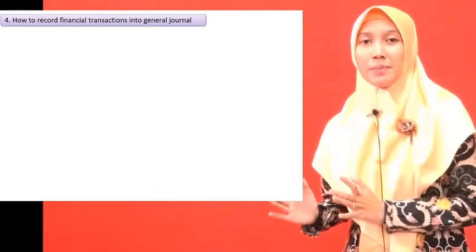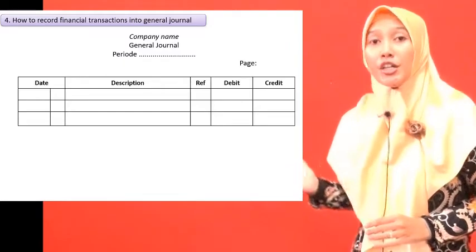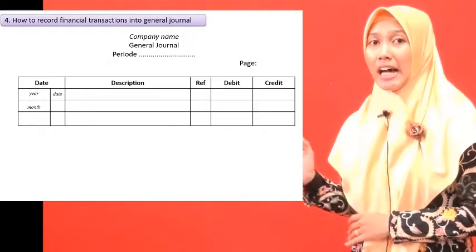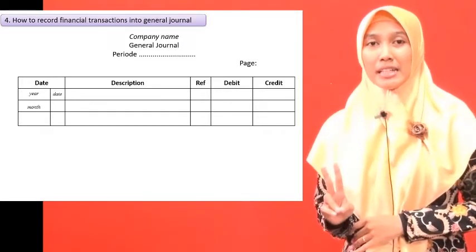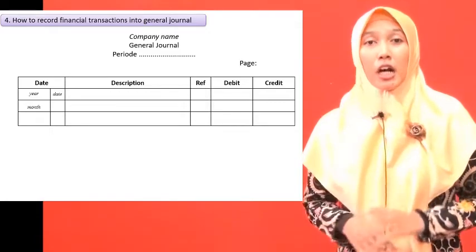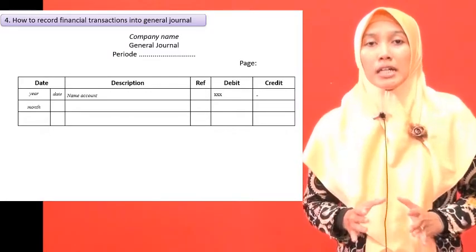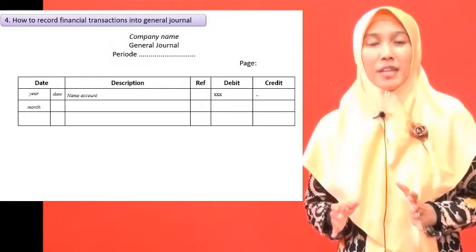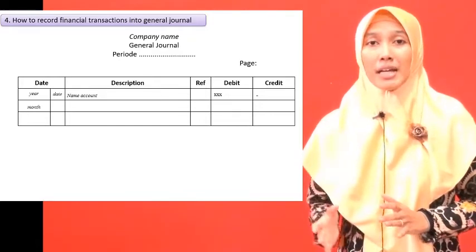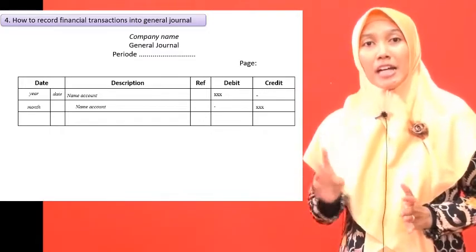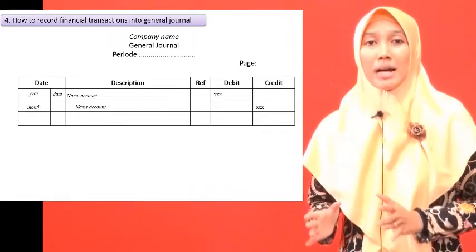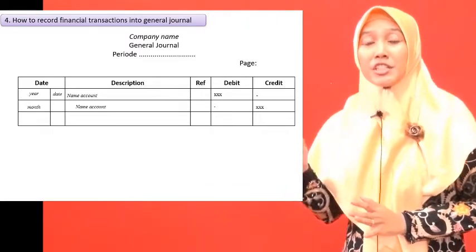Next, how to record financial transactions into the general journal. To record a financial transaction into the general journal, first, write the year, month, and date of the transaction in the date column. Second, debited account. Debited account is the right name of the account that must be in debit, written into the description column, and the right amount of money in the debit column. Third, credited account.